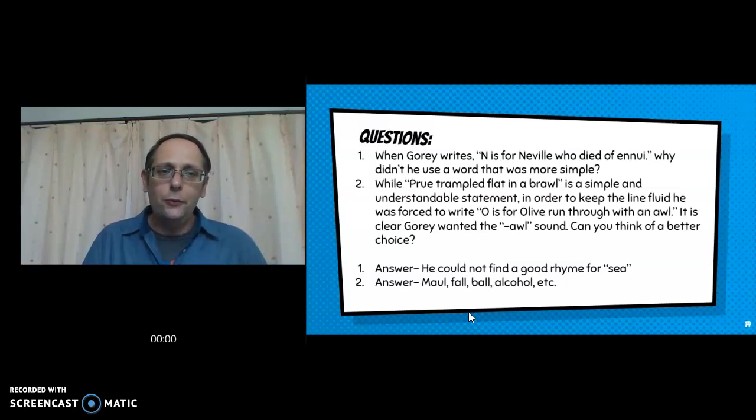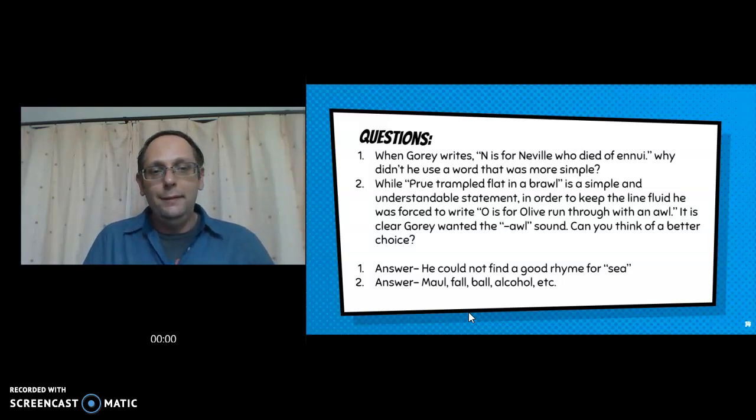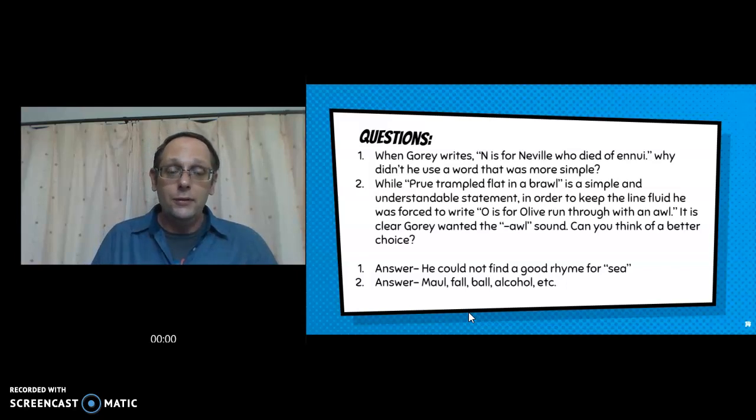It's not a common word in English. Maybe some engineers would know what an awl is. Maybe people that do some manual labor or work with produce might know what an awl is, but most people don't know what an awl is. It's an uncommon word. So can you think of a better choice?